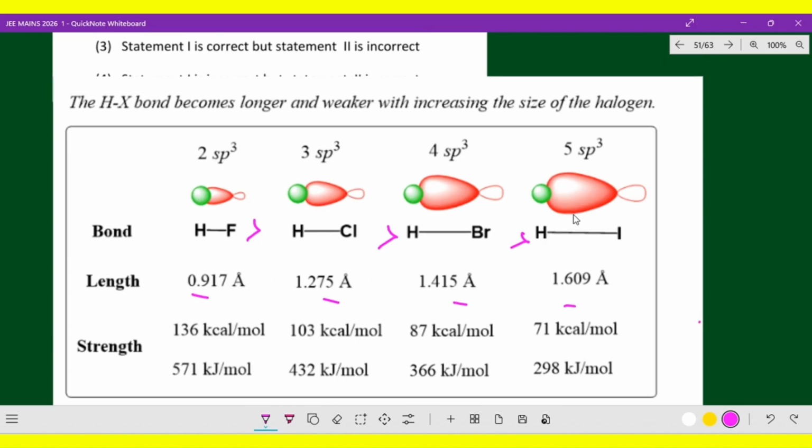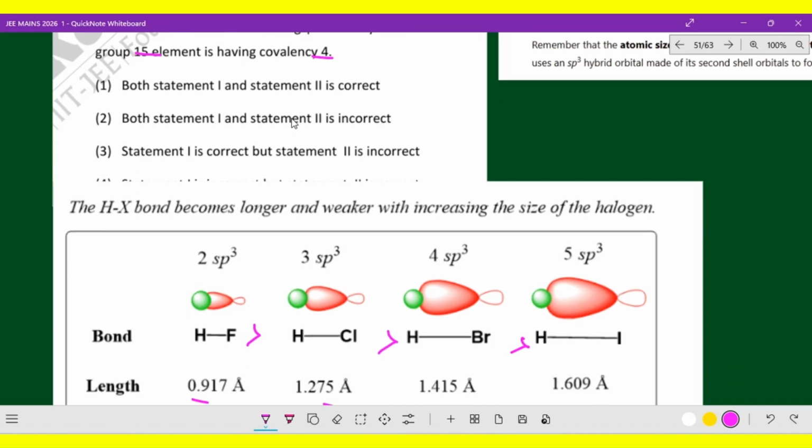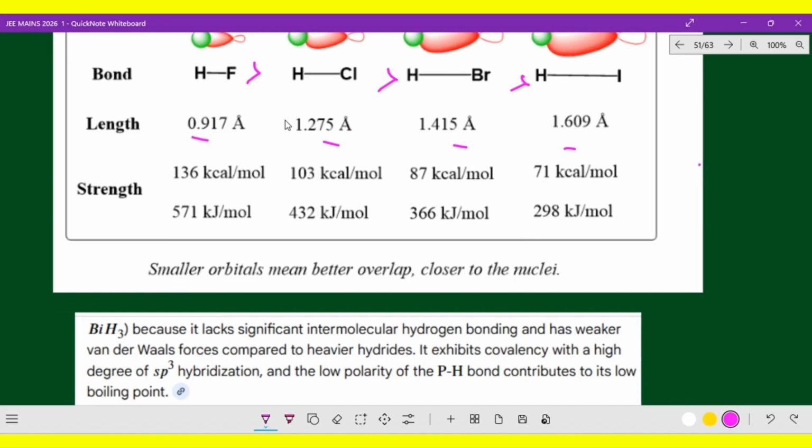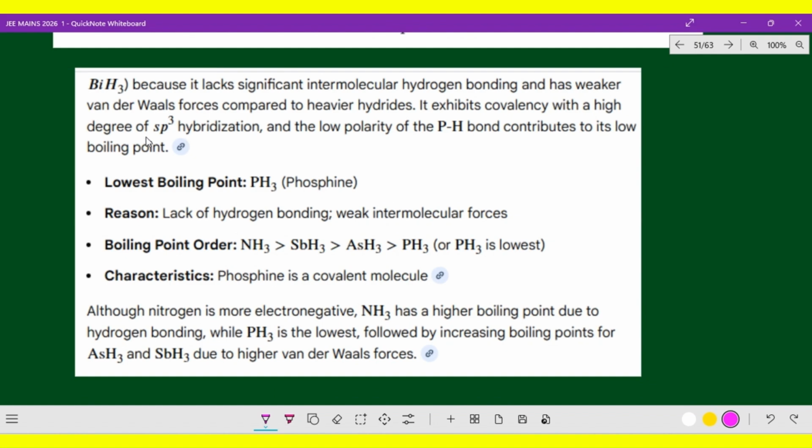The next point, what it has mentioned: the lowest boiling point in hydride of group 15 element is having covalency 4. Actually, the covalency is 3 only. So here, I just want to bring that idea for you. Group 15 bismuth hydride BiH3, because it lacks significant intermolecular hydrogen bonding and has weaker van der Waals forces compared to heavier hydrides. It exhibits covalency with a high degree of sp3 hybridization and a low polarity of the P-H bond, which contributes to its low boiling point.